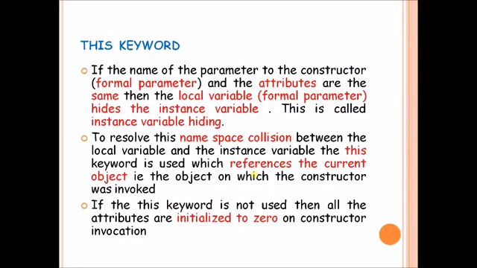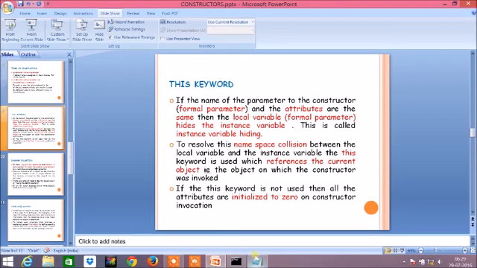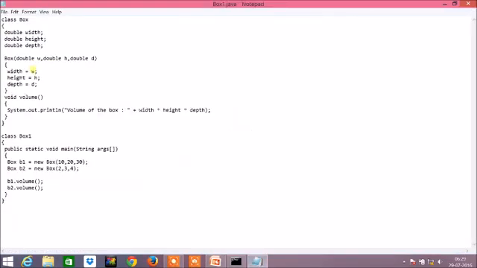Now let's see what we can do in case the formal parameters as well as the attributes have the same name. So in this example that we saw just now, the formal parameters, which are W, H, D, and the attributes, which are the width, height, and depth, are of different names. So there wouldn't be any ambiguity in these assignment statements.